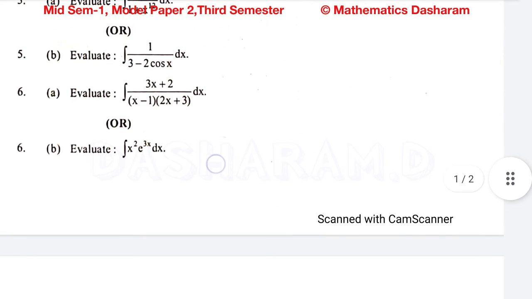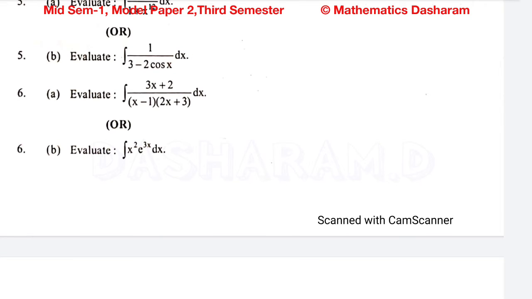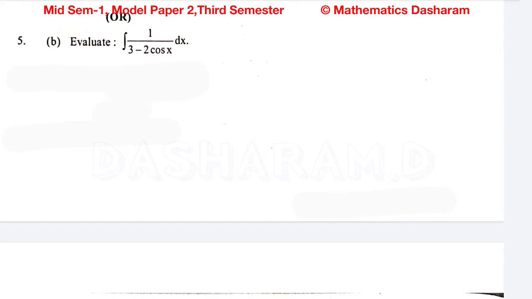Next, B question: evaluate integration of 1 by 3 minus 2 into cos x dx. So it is also given in the previous model paper. Sorry, this question is not given. The next sixth bit A question is also there in the previous model paper. So for this type of question we need to select tan x by 2 equals t.